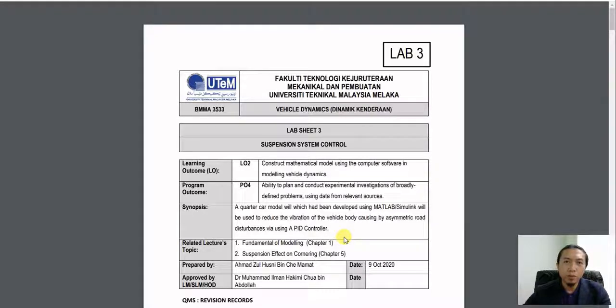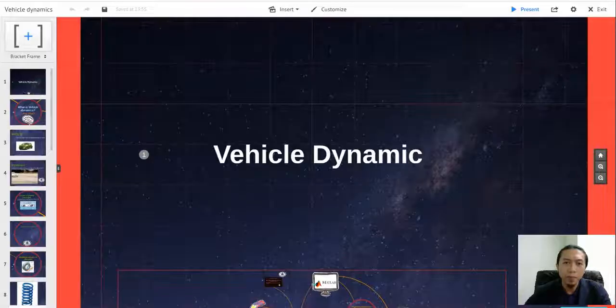So let's move to the introduction for the suspension system control. Previously you have learned about the passive suspension. The passive suspension system uses a conventional damper to absorb the vibration energy and does not require extra power.